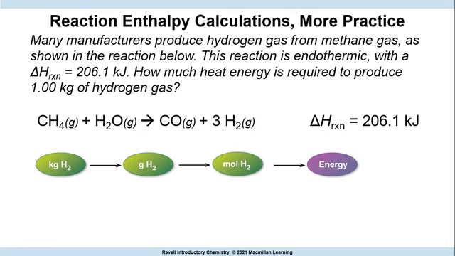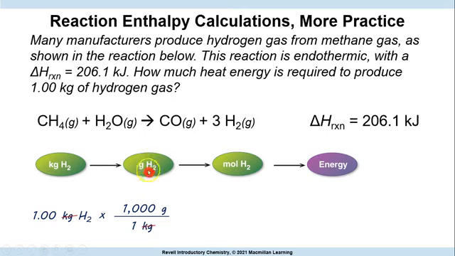Let's see how we convert kilograms to grams. We know that 1 kilogram is equal to 1000 grams. So in this conversion, kilograms will be found at the bottom, so that it cancels out with the kilogram from the 1.00. That is the conversion factor, and here the kilograms cancel out, and we are left with grams of hydrogen. Now we have to convert from grams of hydrogen to moles of hydrogen.